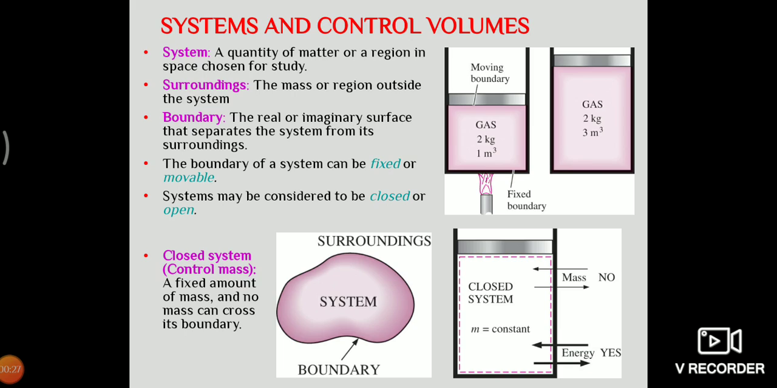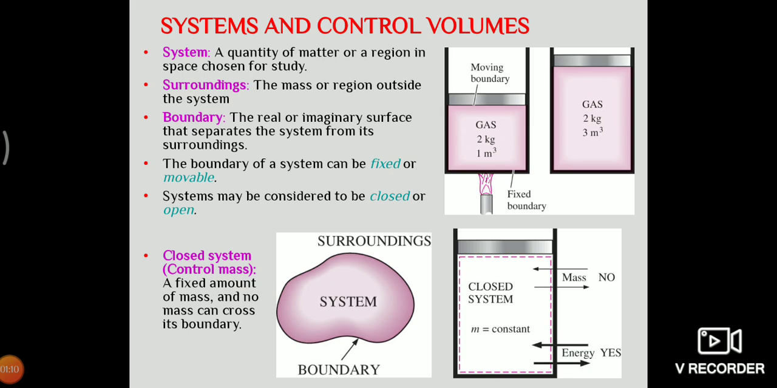If we consider the system first, we can define it as the quantity of matter or region in space chosen for particular study. Anything we want to study, if we choose that particular thing under consideration, is called your system. The surrounding is the mass or region outside the system. The third one is your boundary: the real or imaginary surface that separates the system from the surrounding is called the boundary.